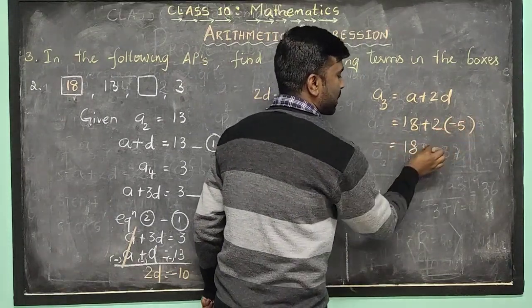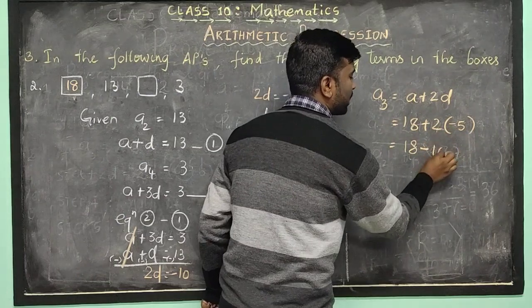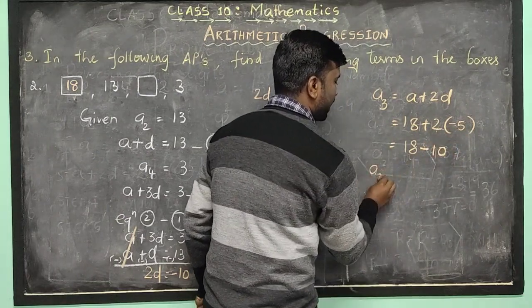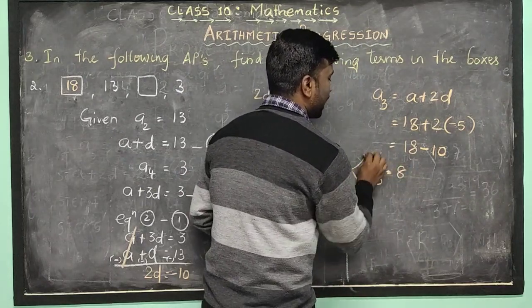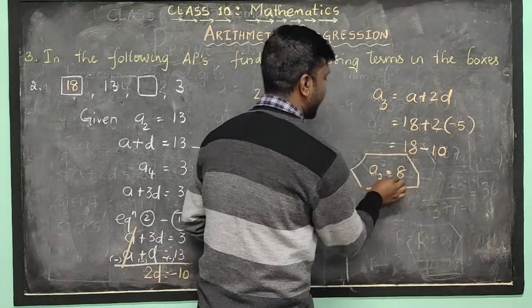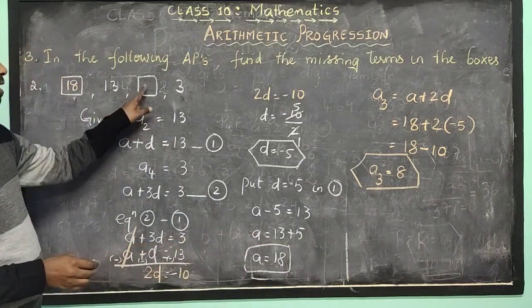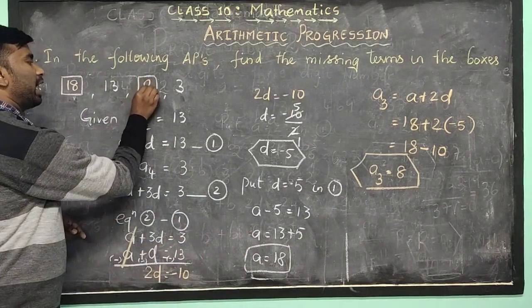18 plus into minus is minus, 2 5s are 10. Therefore, a3 equals 18 minus 10, which is 8. Therefore, a3 is what? 8. Now, I will fill the box a3 as 8.